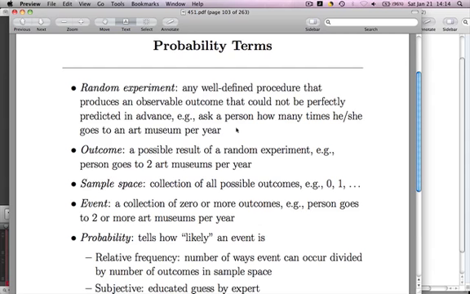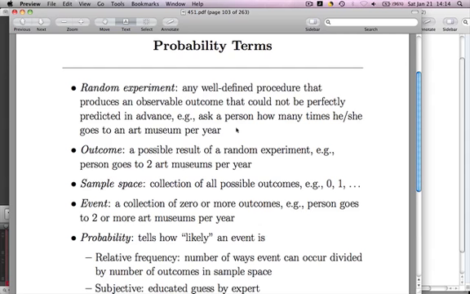So random experiments. Fundamentally, probability theory focuses on something called a random experiment. A random experiment is any well-defined procedure where we don't know what's going to happen. So there's a well-defined procedure, but something's going to happen. We're not quite sure what it is.